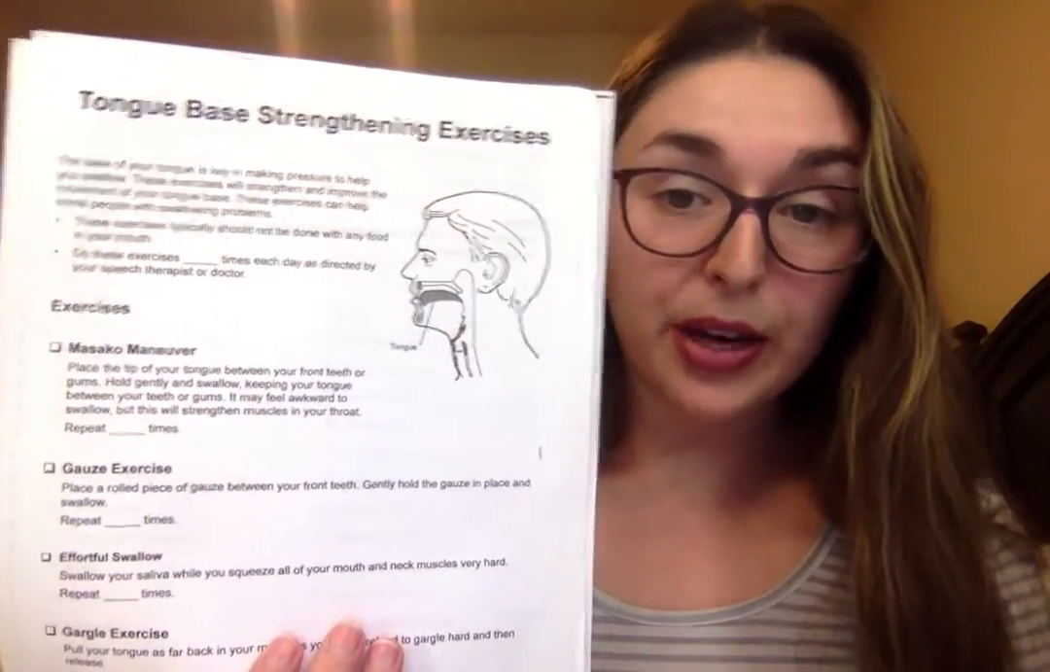I also have the tongue-based strengthening exercises that I had mentioned. So we have the Masako maneuver, which is placing the tip of your tongue between your teeth and gently swallowing. And we want to keep your tongue in between your teeth. This is strengthening muscles in your throat. So he's going to do that 10 to 15 times. We'll start with 10 and we can work up towards 15.